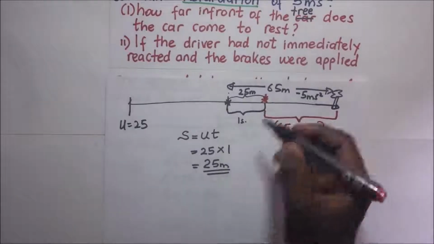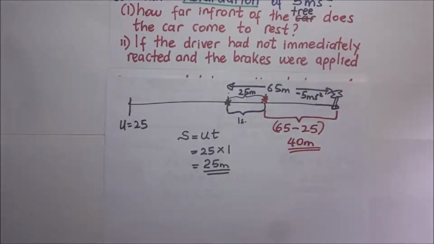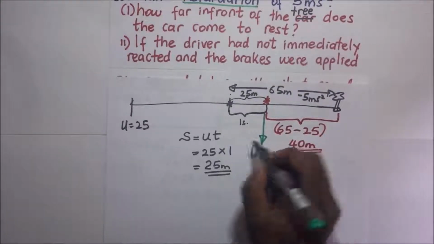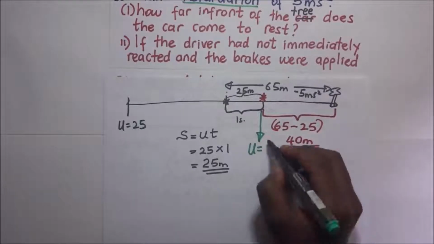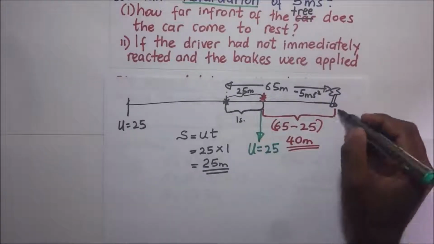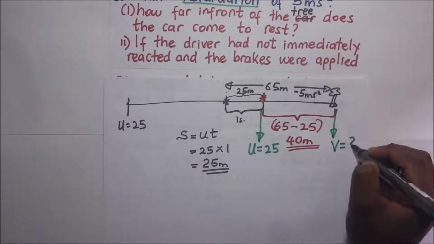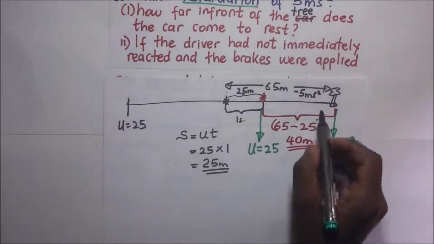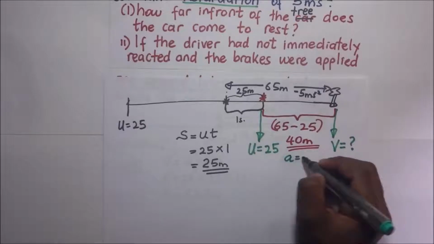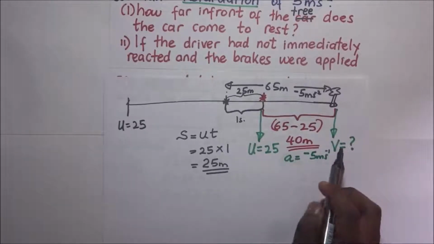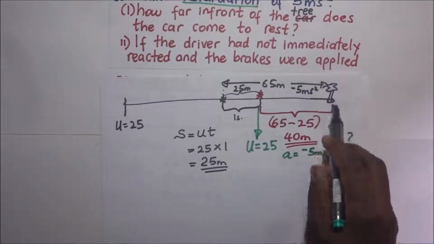And of course, while he is at that point, when he applies the brakes, the initial velocity is still the same. The initial velocity at that point, u, is going to still be 25 meters per second. And the final velocity with which he hits the tree, final v, is what we are looking for. And the acceleration is still going to be -5 meters per second squared. So our task here is to find the final velocity with which he hits the tree.